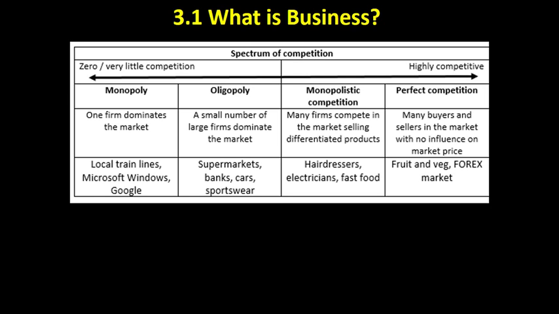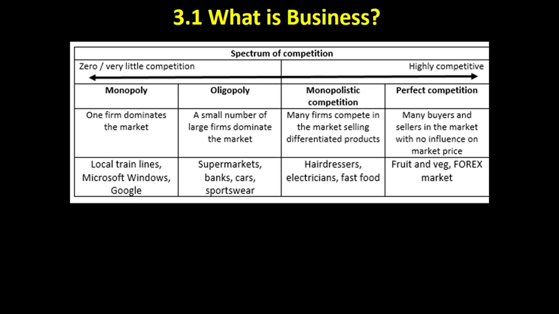With monopolistic competition, we are getting into smaller types of companies. These are many firms competing in the market selling differentiated products. So, for example, the example I gave about fast food, I'm not talking about McDonald's and Burger King here, I'm more talking about your local kebab shop, local Chinese restaurant, local Indian takeaway. These are all fairly small firms competing with each other on a local basis, selling slightly differentiated products.